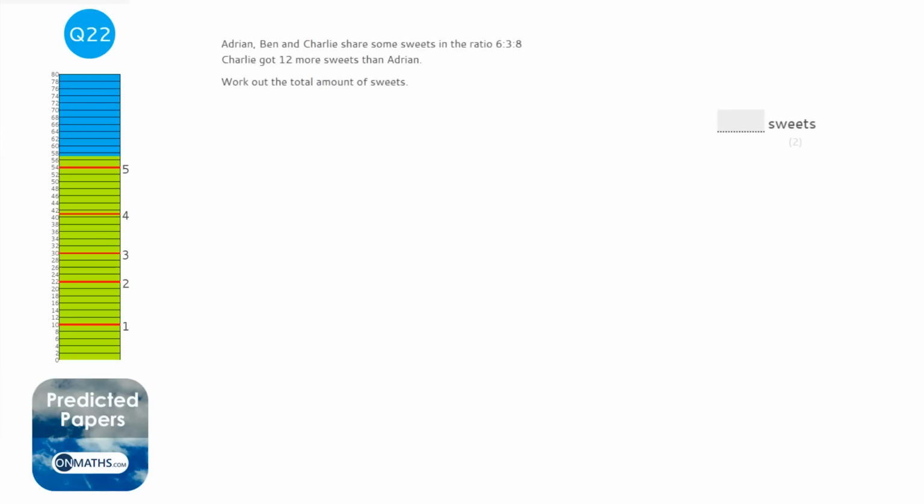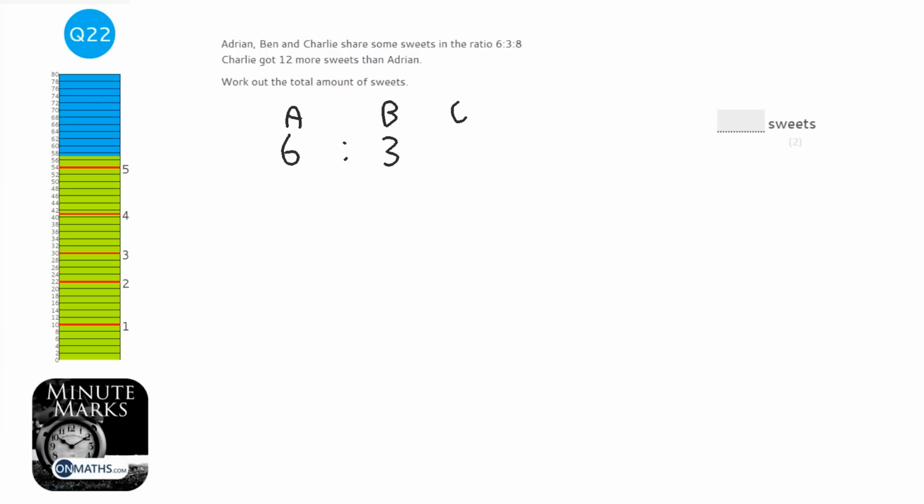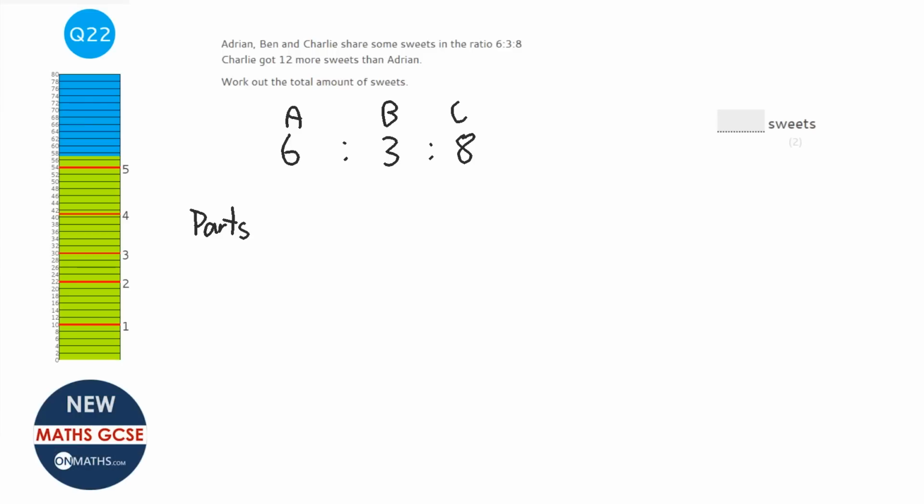Okay, so this question is a little bit more complicated than it first seems. So we've got Adrian, Ben and Charlie, and they share some sweets in the ratio of 6 to 3 to 8. And it says that Charlie got 12 more sweets than Adrian. Well, first of all, let's have a look and see how many more parts Charlie got more than Adrian.